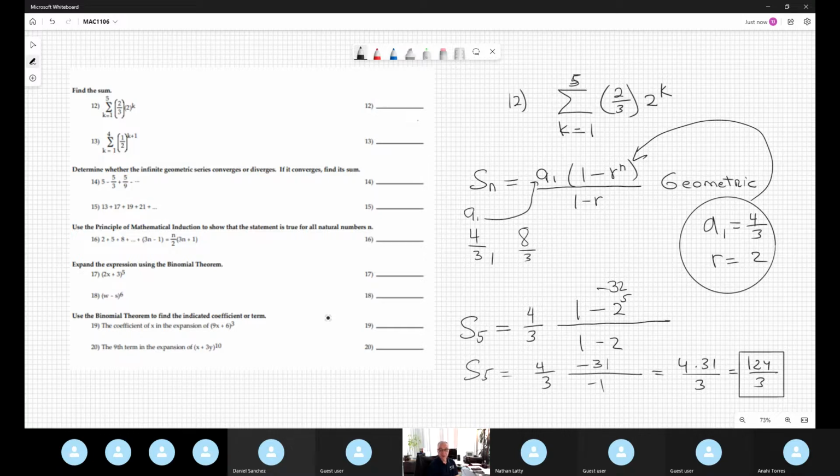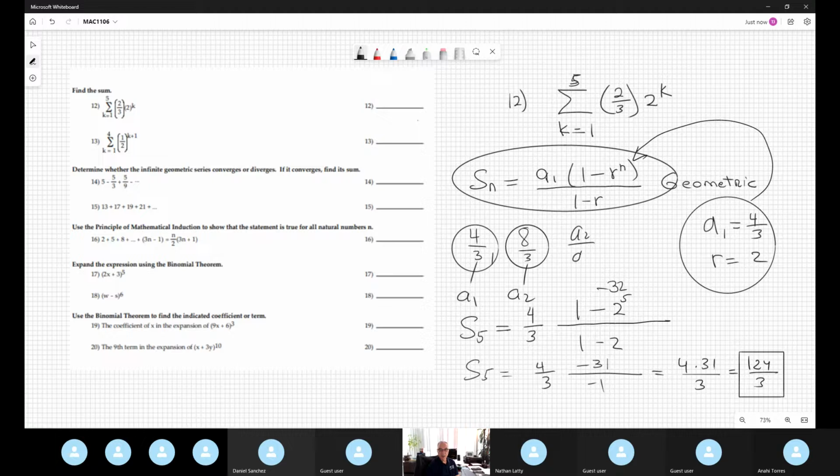So the central idea in this problem is that formula. And to determine that formula, you expand a little bit the first two elements in the sequence. Of course, this is A1 and this is A2. A2 divided by A1 is R.